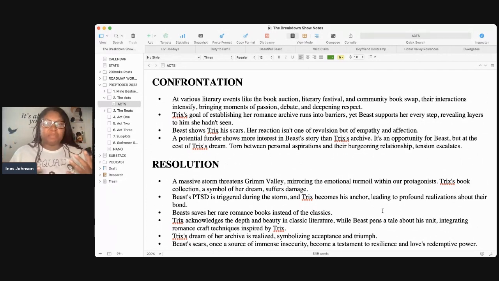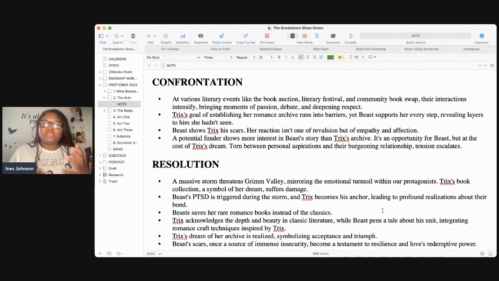I know I want them to be at literary events like book auctions and literary festivals and book swaps. Everything to deal with books I put in there as a potential confrontation, as a potential obstacle for these two to interact around. It's going to provide moments for them to debate their love of literature and their differences in the literature that they consume.